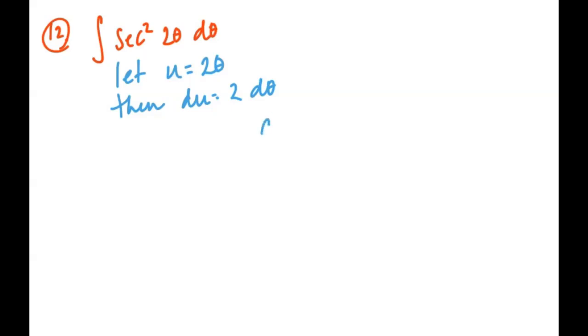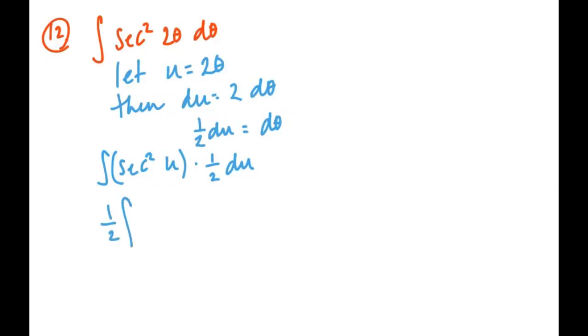So I'm going to solve for d theta, and d theta equals 1/2 du. So we have the integration of secant squared u times d theta, which is 1/2 du. Now we put the secant squared u in parentheses because we don't want that 1/2 to end up on the u. That's going to take us in bad circles. It's not going to get us anywhere. The 1/2 is a constant, so let's pull it out front. 1/2 integration, secant squared u du.